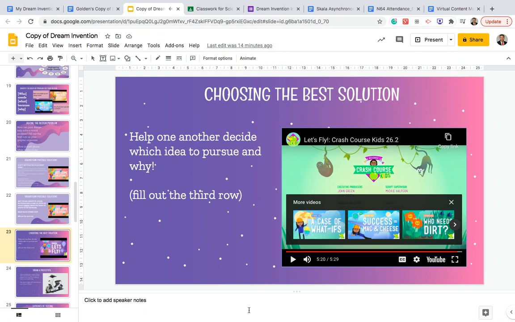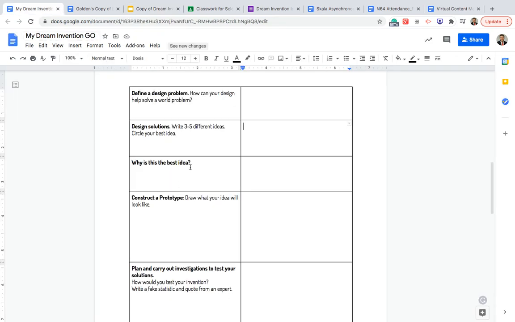So, you're going to look at the third row of your graphic organizer. Why is this the best idea? So you've come up with your problem. You've defined 3 to 5 solutions to your problem, and you're going to pick out which is your best idea. Most of us are going to go with the one that we have already created our prototype on because we have already thought about this and said this is the best idea.